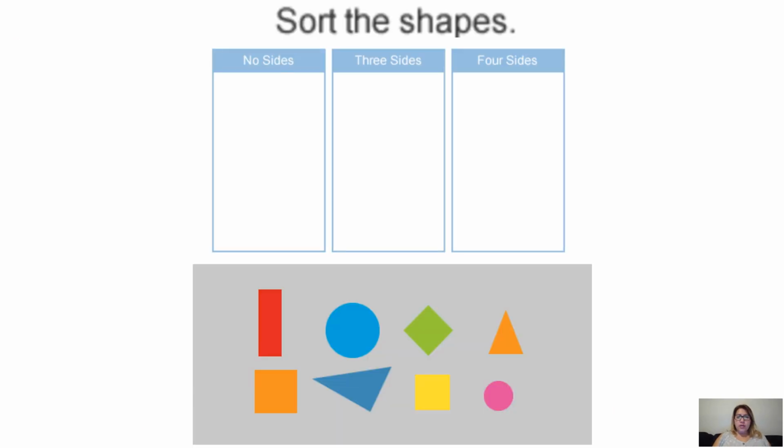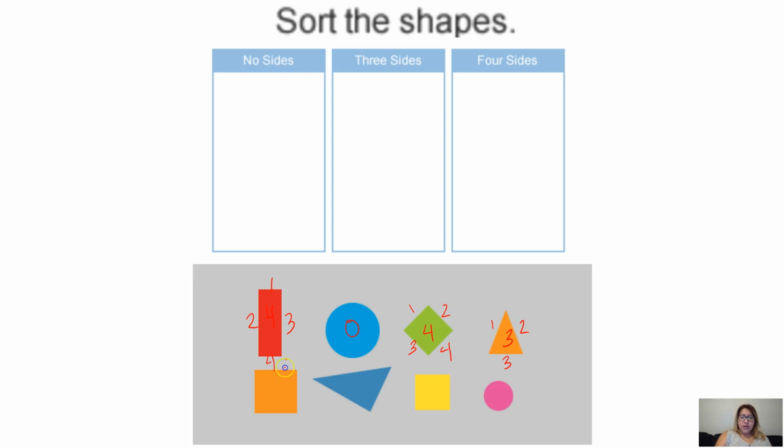Okay, so we're going to sort the shapes. Now we're going to be referring to the sides. The last one we sorted by corners or vertices. Now we are going to be sorting by sides. So let's count the sides. The first shape we have here is a red rectangle. 1, 2, 3, 4 sides. This one has 0 sides. This one has 1, 2, 3, 4 sides. This one has 1, 2, 3 sides.